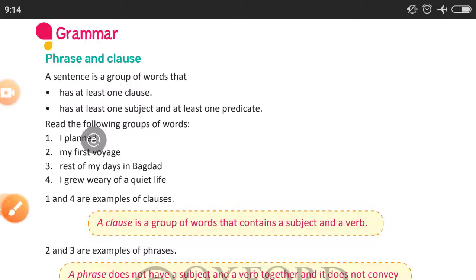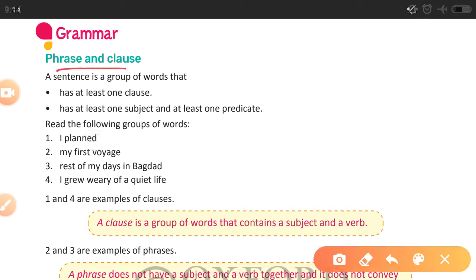Morning students, these grammar topics are given in your chapter named The Giant Rock. So let's understand these grammar topics. So first one is phrase and clause. But before we understand phrase and clause, we need to understand sentence.